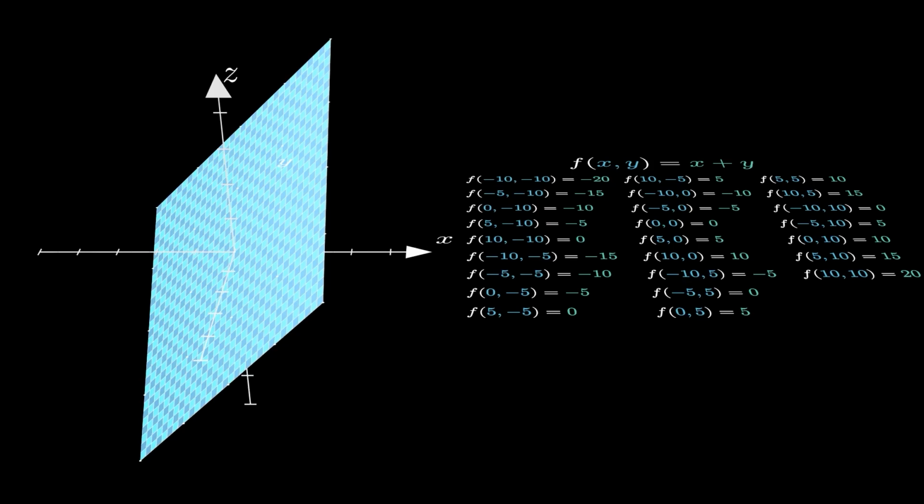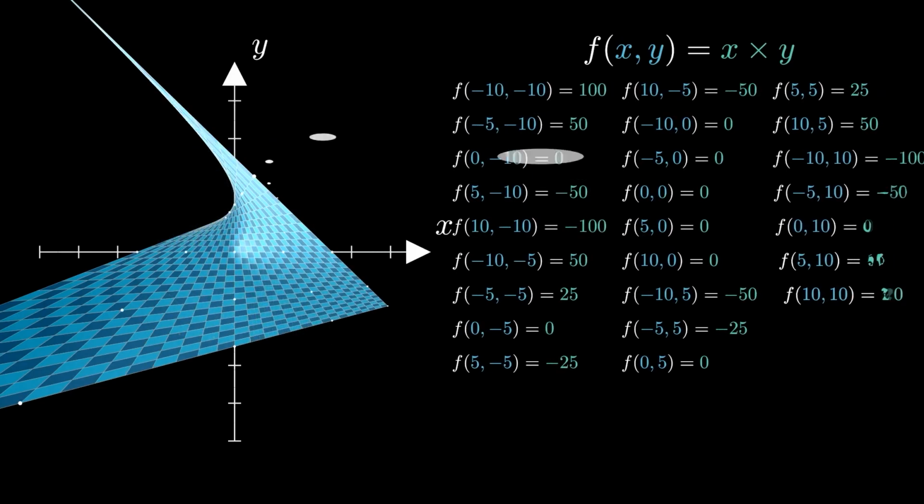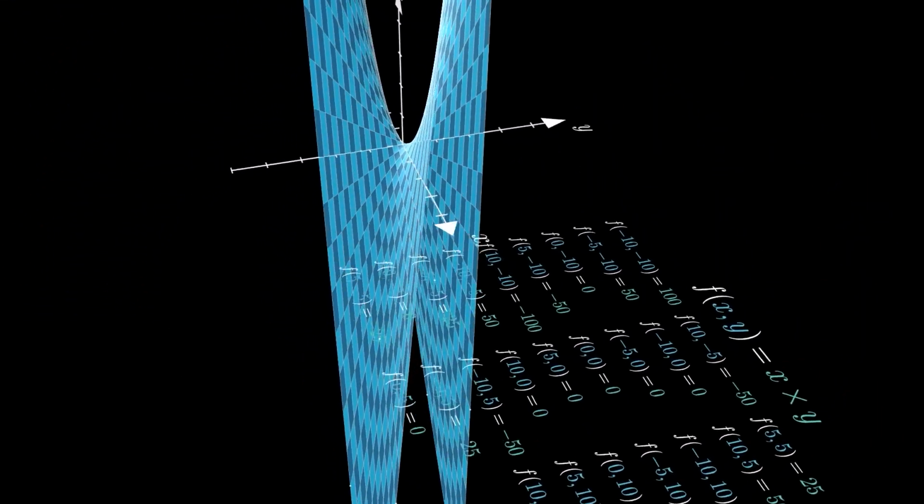We can think of the function as taking in x and y as inputs, which then pairs an output into the z-axis. The elements in the domain are inputs, while the elements in the range are outputs. And since it's pleasant to glance at, here's what the multiplication function looks like. The explicit definition is f of x comma y equals x times y.